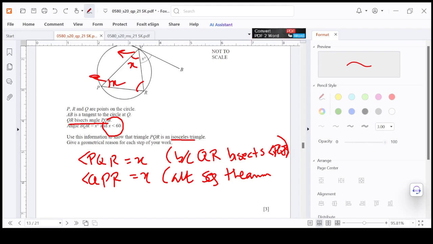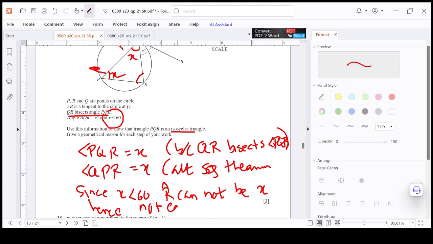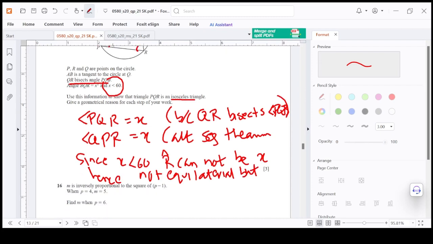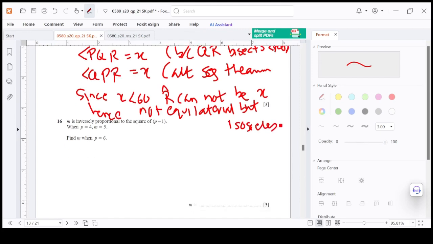Okay, so you write that reason: since x is less than 60, angle R cannot be 60, cannot be x, hence not equilateral but isosceles. Okay, moving on.